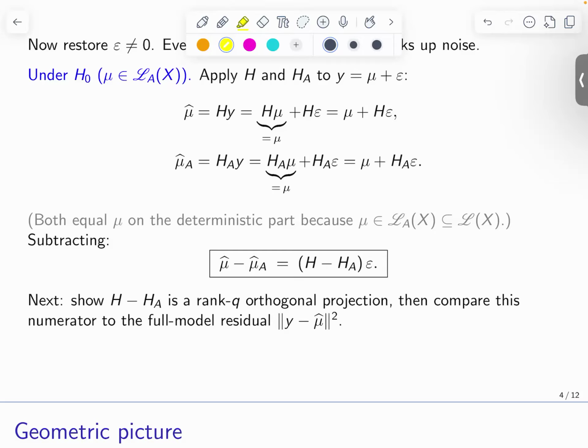Roughly what we're going to show is that this is a projection operator, a projection matrix, and I know how to deal with the norm of a projection matrix times a Gaussian vector, which we figured out before. We're also going to compare this to the residual of the full model, as we'll see. But I'm going to try to figure out the distribution of this under the null so that I can set up the threshold. So far, so good.